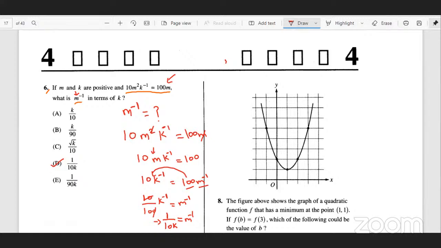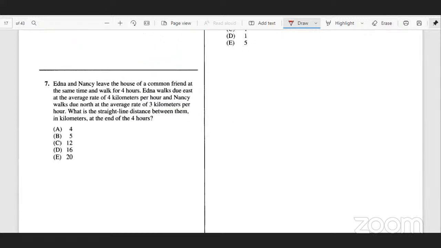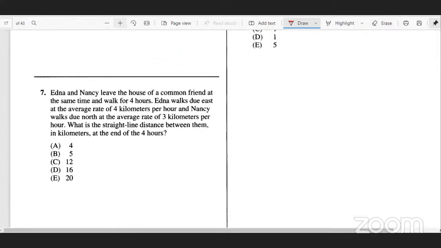Okay, now let's discuss the seventh question. Let me zoom in a bit. Right. So the seventh question says Edna and Nancy leave the house of a common friend at the same time and walk for 4 hours. So we have two girls, Edna and Nancy, who leave the house of a common friend at the same time and walk for 4 hours. Edna walks due east at the average rate of 4 kilometers per hour.